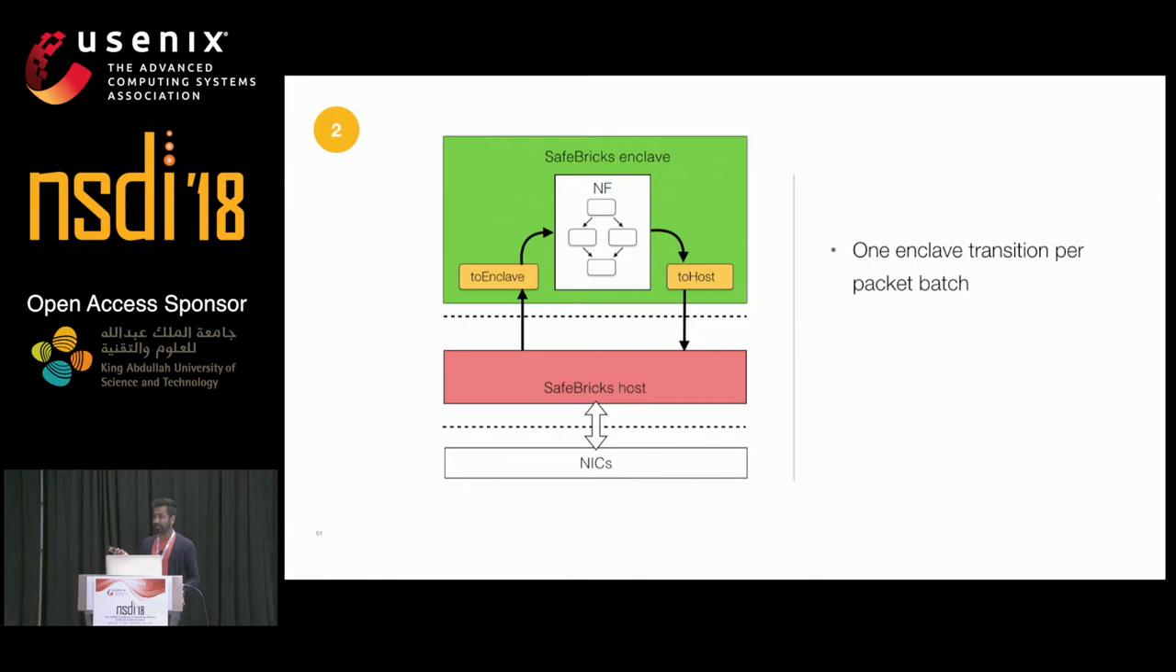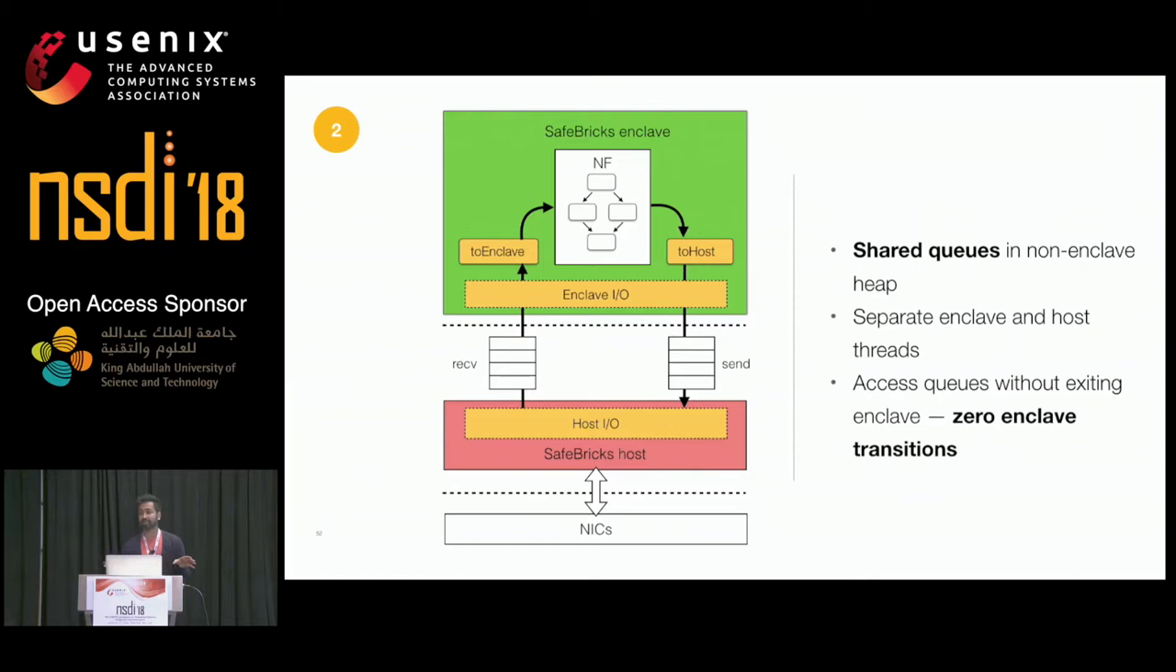The idea is simple. We decouple the trusted and untrusted parts from each other and run them in separate threads. So now we have a host thread that is responsible for I/O and an enclave thread that is running in parallel. And they communicate with each other using shared queues in non-enclave memory. So the host thread pumps encrypted packets into this queue, and the enclave thread reads packets asynchronously from this queue, processes them, and returns them outside without ever exiting the enclave. So now we've reached a point where we have no enclave transitions at all.